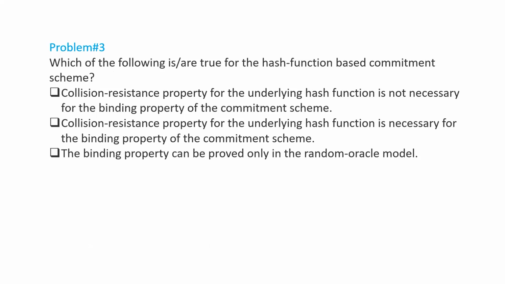Which of the following is or are true for the hash function based commitment scheme? Collision resistance property for the underlying hash function is not necessary for the binding property of the commitment scheme. Collision resistance property for the underlying hash function is necessary for the binding property of the commitment scheme. And the binding property can be proved only in the random oracle model. If you would like to answer.